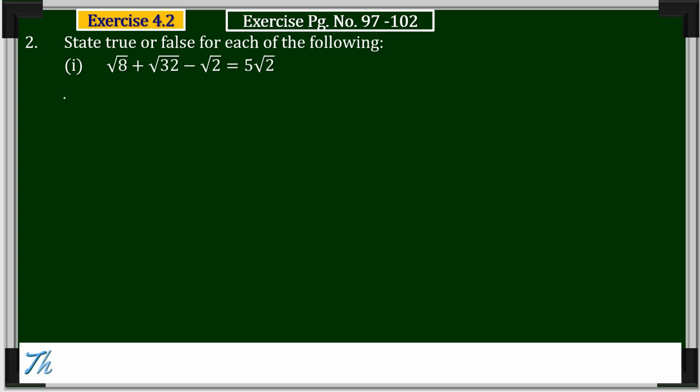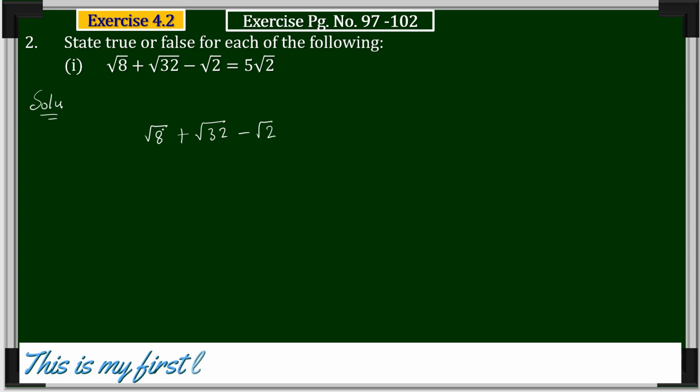I am going to teach you exercise 4.2 from Manjeet Singh Mathematics class 9. Let's solve question number 2. State true or false for each of the following. So we have to check whether this statement is true or false. Note, square root 8 plus square root 32 minus square root 2.